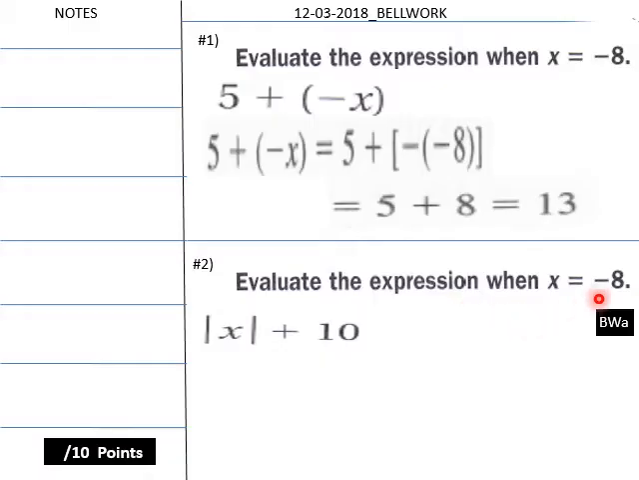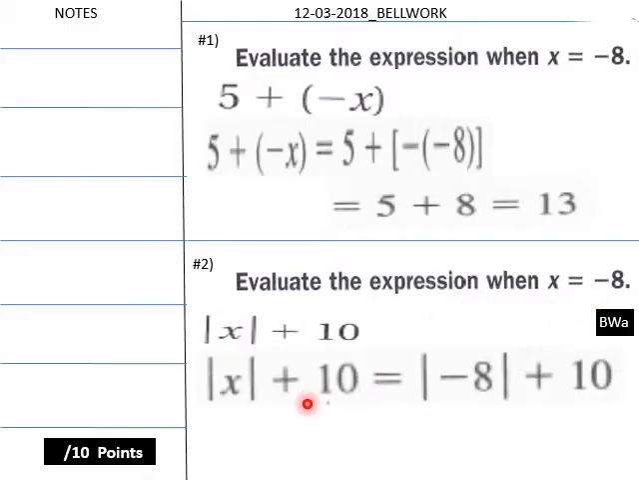Then down here, when x equals -8, we put in -8 in here for absolute value. What's the absolute value of -8? It's positive 8 plus 10 would be 18. So that would be your solution for number 2.